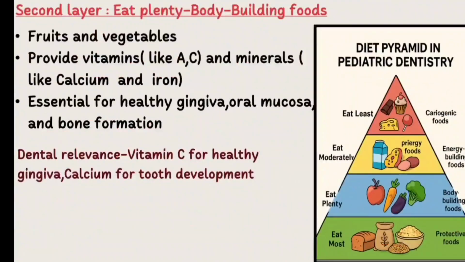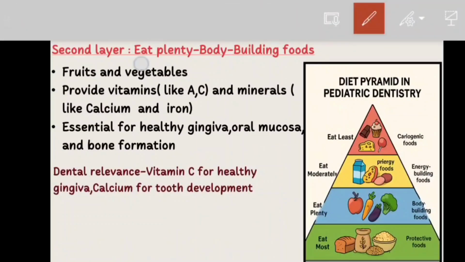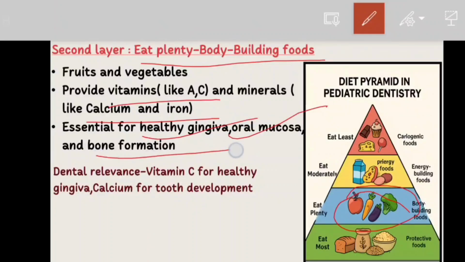Okay. Now we see the second layer, that is the eat planting bodybuilding food. This second layer contains the fruits and the vegetables. They provide vitamins like A and C and minerals like calcium and iron. So why are they important? Because these nutrients are essential for healthy gingiva, oral mucosa and bone formation. Okay. Now we see dental relevance. Here vitamin C is useful for healthy gingiva, while calcium is for tooth development. So fruits and vegetables are very important. So which vitamin is important for healthy gingiva? The answer is vitamin C.